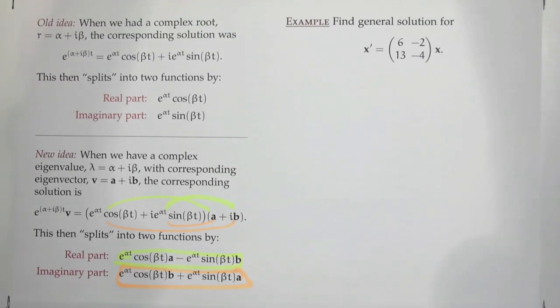So let's do an example. Find the general solution for x prime equals the matrix 6, minus 2, 13, minus 4. All right, let's see what happens. What's the first thing we should do when we see a problem like this? It starts with eigenvalues, yes. We can't find eigenvectors first. We always have to find eigenvalues first.